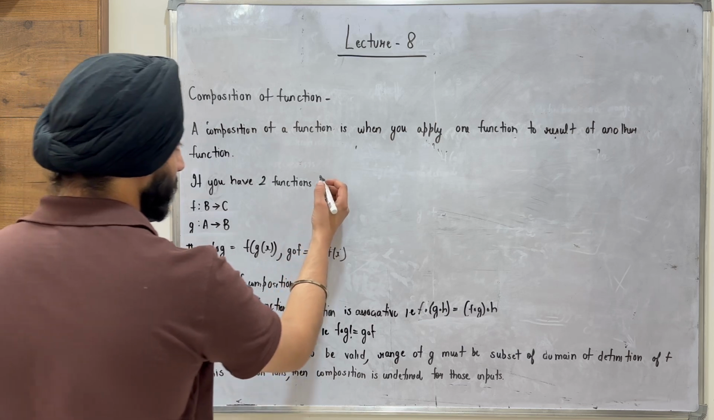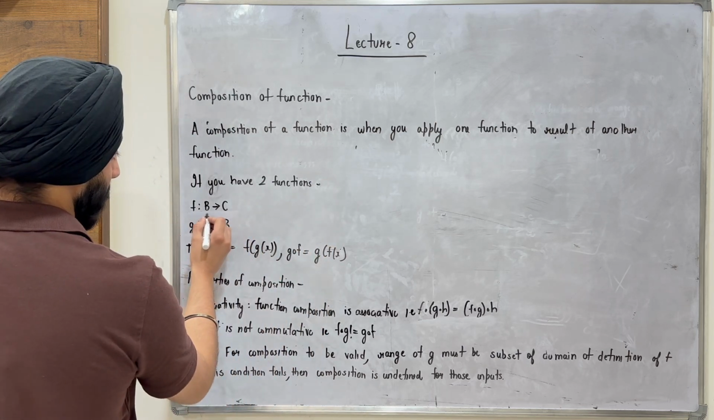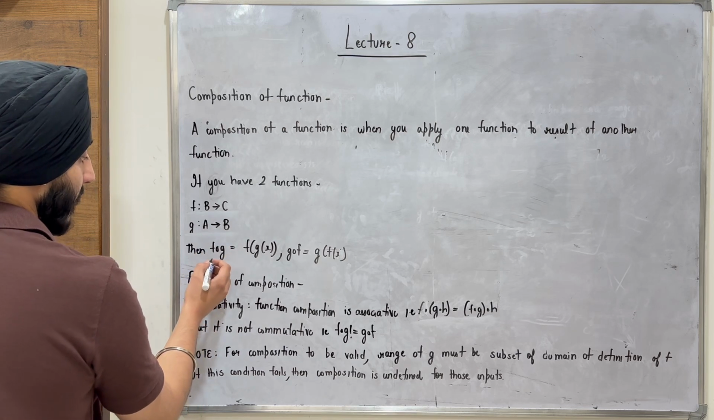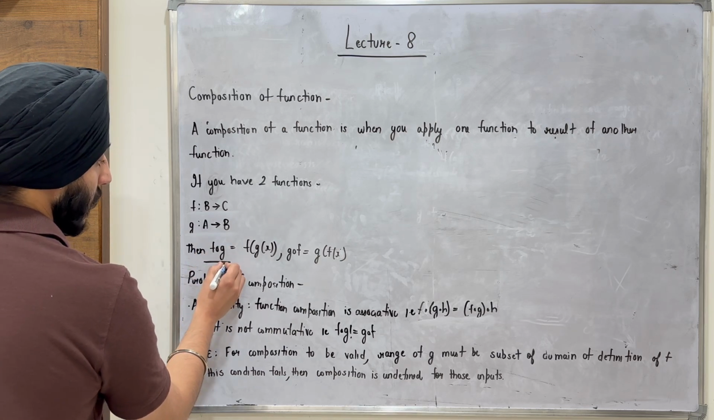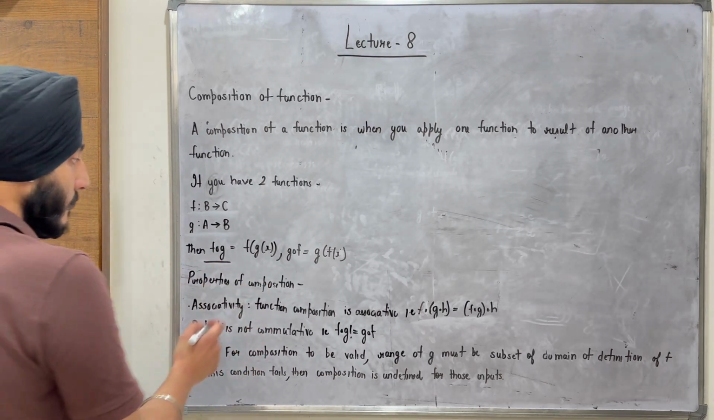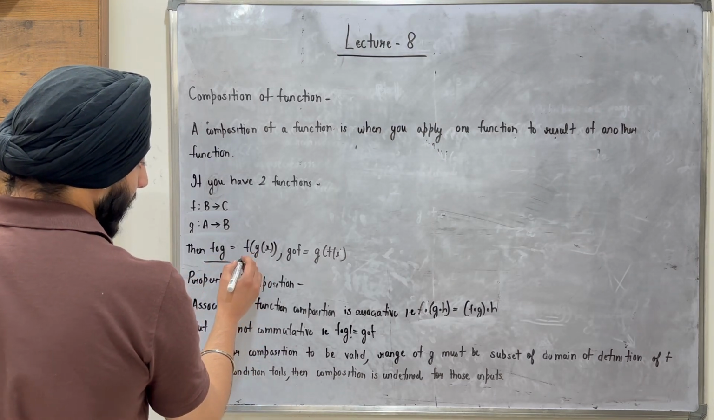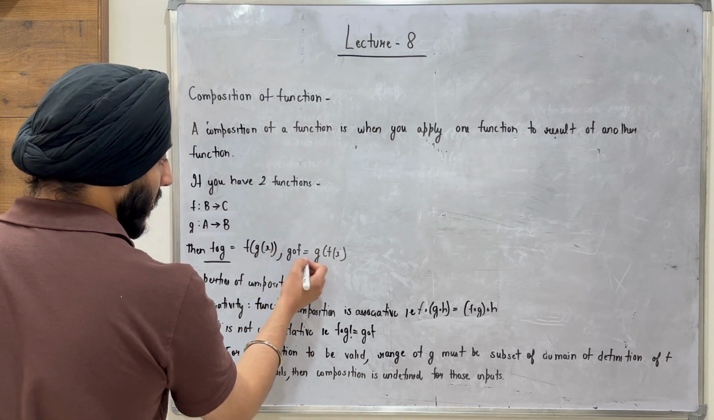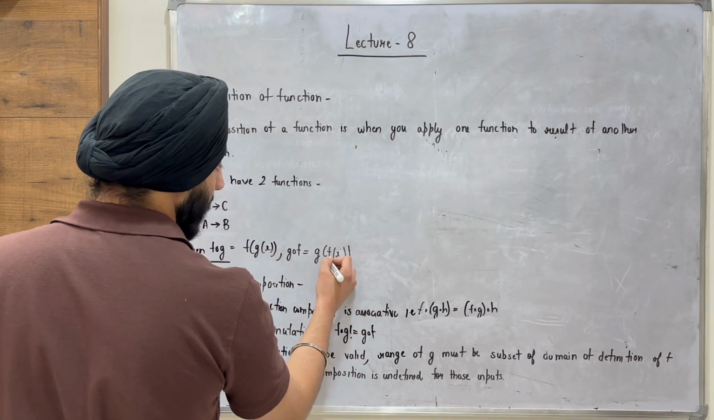So if you have two functions, f which goes from set b to set c and g which goes from the set a to b, then f∘g is the representation of a composition. So we write it as f∘g. The composition is f of g of x, and g∘f is going to be g of f of x.